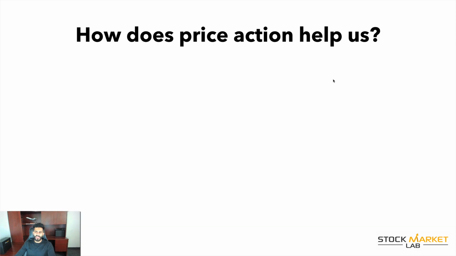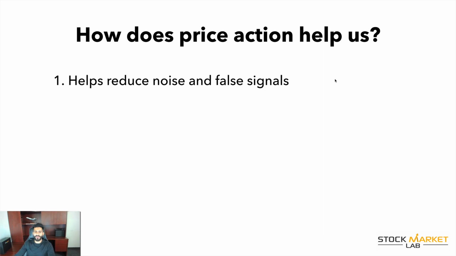So how does price action help us? If you guys saw on the last slides, you would have seen how it helps us, but let's break it down. It helps reduce noise and false signals, right? When we use indicators, indicators are going to give us a lot of false signals. Price action gives us raw price movement of what's happening right now. It gives structure to the market. It identifies where the buyers are, where the sellers are, what will most likely happen. So we're able to look at a stock and get a solid structure.